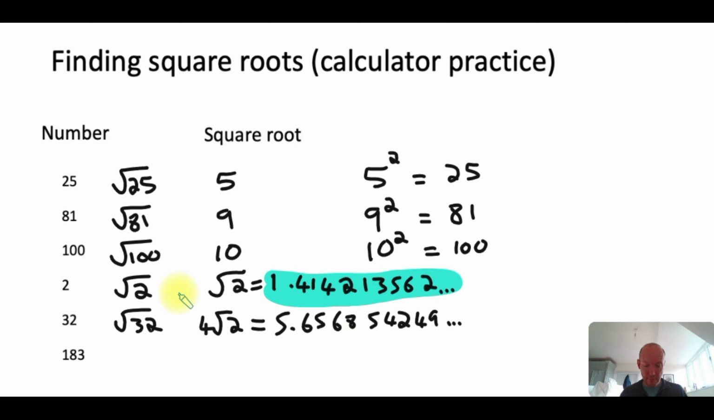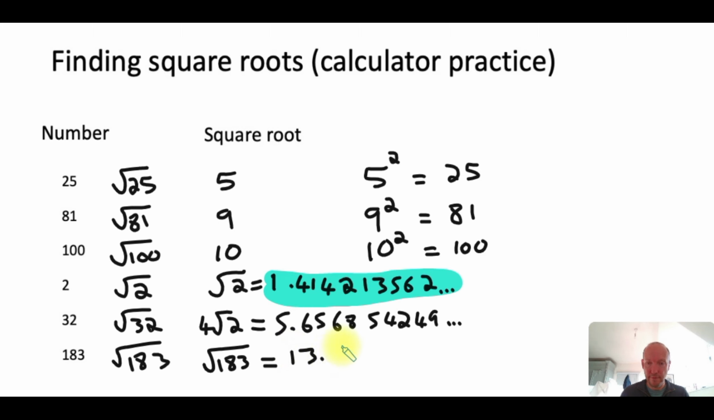Finally, square root of 183. I'm going to plug it into my calculator. So it's square root of 183. This time it just shows us square root 183. It doesn't do whatever weirdness was going on here. It just shows you the same thing. Again, I'm not going to explain why. I could, but it's not necessary for what we're doing at the moment. I'm going to hit my SD button and I get an answer of 13.5277492.6. Keep going.